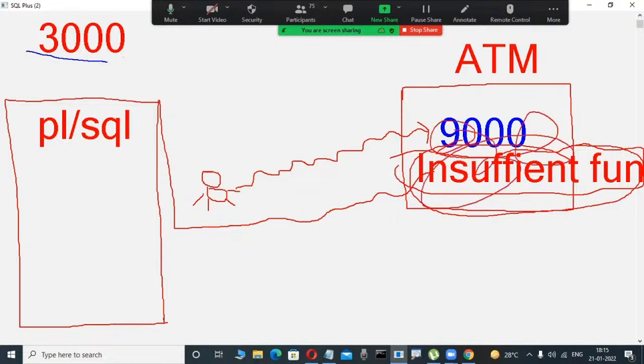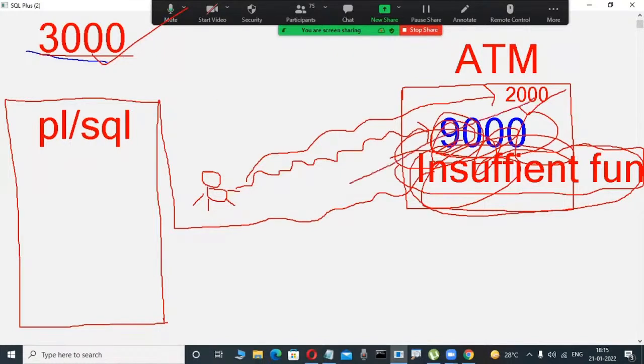Another scenario. For example, my balance is 3,000. Suppose I am inserting an ATM card. Now I try to withdraw 2,000 rupees, for example. It is possible. Why? Because my balance is 3,000. I try to retrieve 2,000, which is less than 3,000. That's why withdrawing 2,000 is possible in this example.